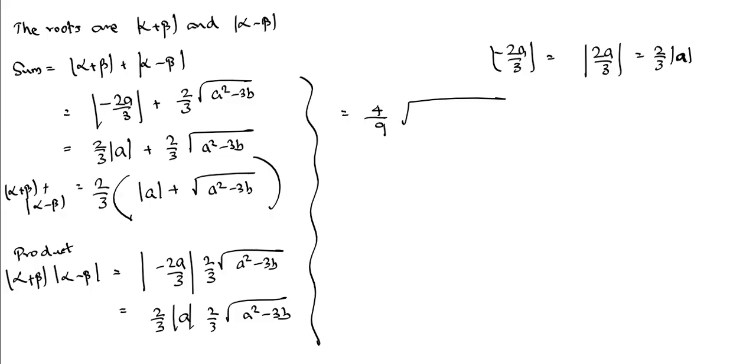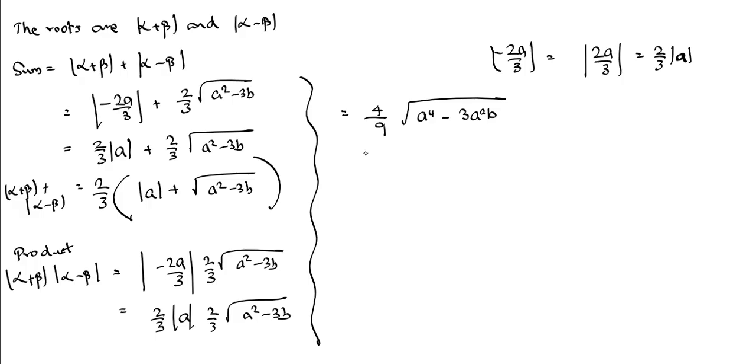I'm sorry, I made a mistake. It is pointless to keep negative numbers inside the square root, so the modulus becomes pointless. Everything is by default positive. So you have a to the power 4 minus 3a squared b. Even if a is negative, a squared would be automatically positive, and a to the power 4 is automatically positive. So this is the product.